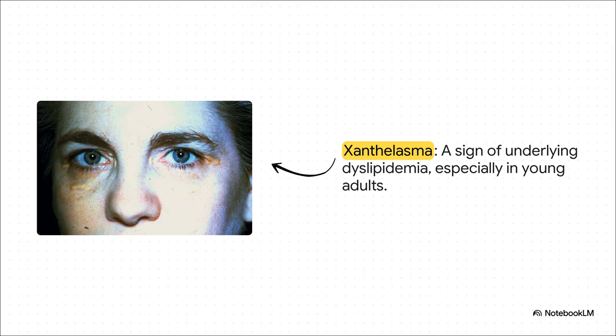And hey, don't forget to use your eyes. Sometimes the biggest clues are staring you right in the face during the physical exam. If you see these little yellowish lipid deposits around the eyelids, they're called xanthelasma, that should be an immediate trigger to check a lipid panel. Especially in a younger patient, it can be a huge clue to a serious underlying genetic condition.